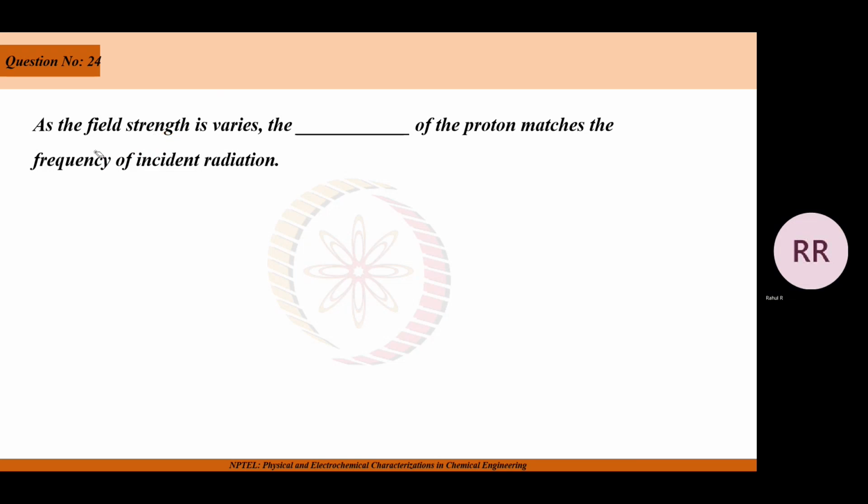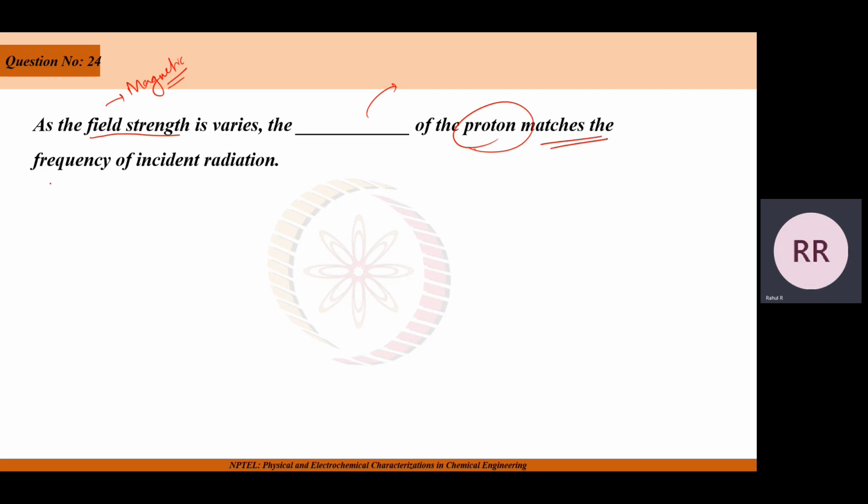So the question was, as the magnetic field strength varies, there is some kind of property related to a proton that actually matches the frequency of incident radiation. So what is that particular thing? I can give you a few seconds to think about the answer, then I will discuss the answer with you.